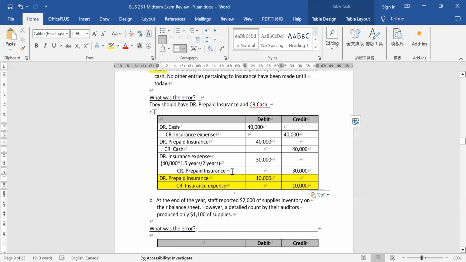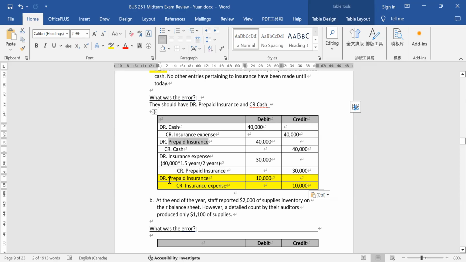Can I explain the 10,000 again? So how was this calculated, right? You sum up prepaid insurance. You have prepaid insurance here, it's debit. And you have prepaid insurance here, this is debit and this is credit. And you have to net it off. Then 40,000 minus 30,000, you get 10,000 here.